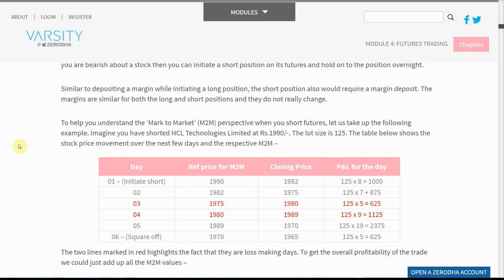Imagine you have shorted HCL Technologies Limited at 1,990 rupees per share. The lot size is 125. The table below shows the stock price movement over the next few days and the respective M2M. Day, reference price for M2M, closing price, P&L for the day. Day 01, initiate short: (1990 - 1982) * 125 = +1000.